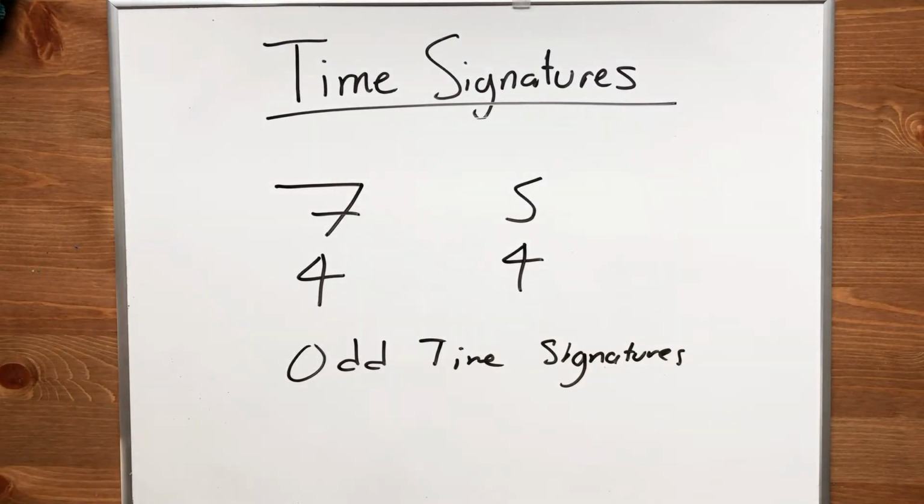They are very uncommon, but you should still be familiar with them because you can still see them. And actually, some odd time signatures are found in many popular songs. For example, like Pink Floyd's Money or the song Take 5.